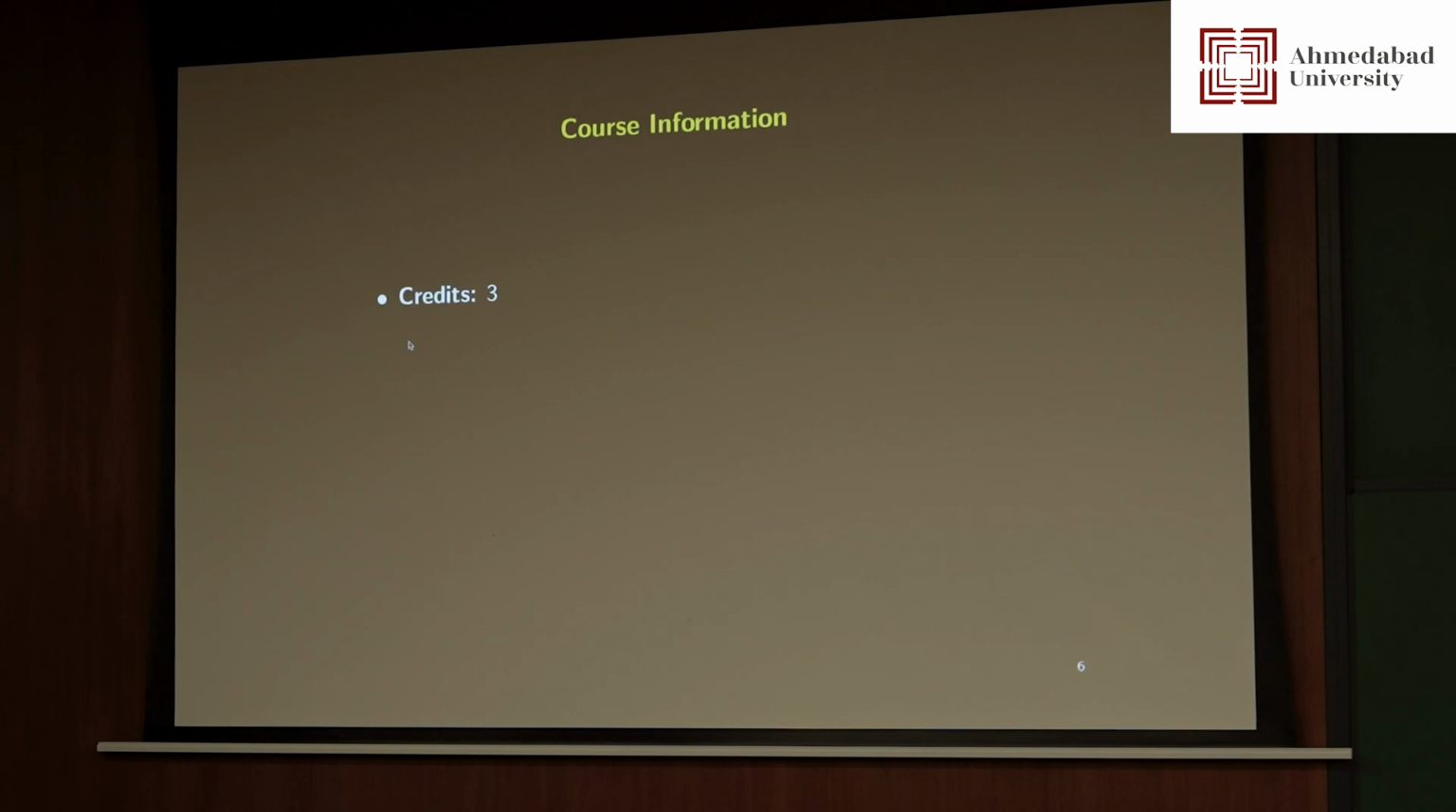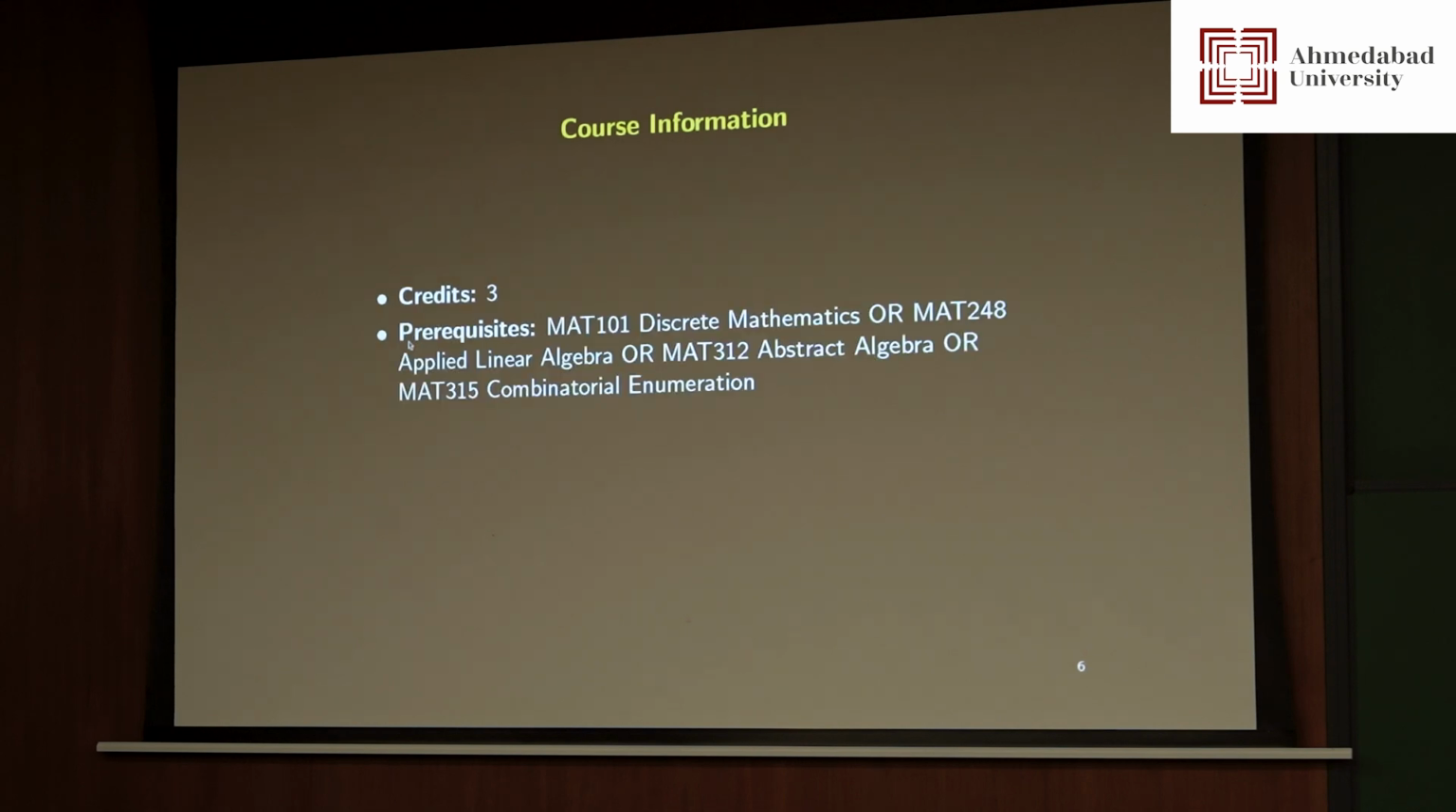Some course information before I leave you. This is a 3-credit course, and the prerequisites are as follows. You need to do at least one of these 4 courses. Either you can do MAT 101 discrete maths, or you could have completed MAT 248 applied linear algebra, or MAT 312 abstract algebra, or MAT 315 combinatorial enumeration. So please note that only one course would suffice. You don't need to do more than one course out of these 4 courses.